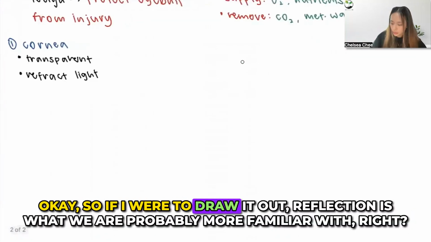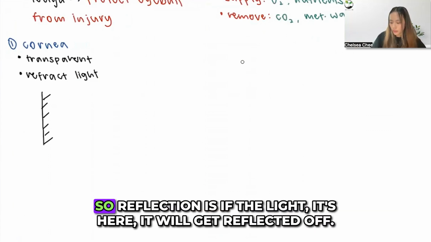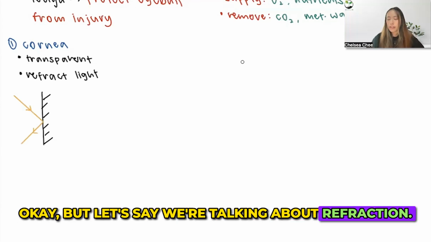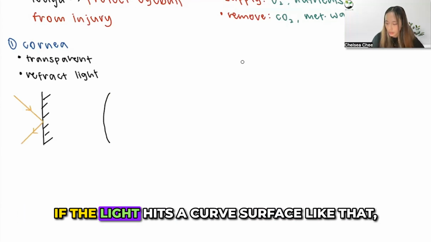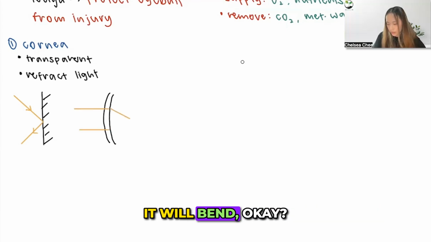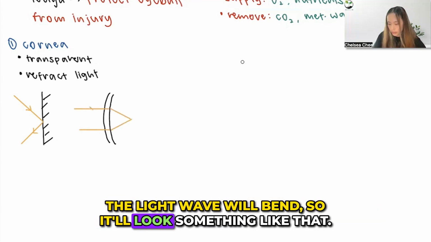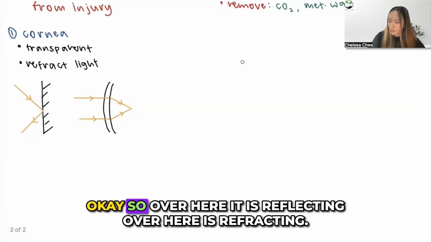That is what refraction is, the bending of light. If I were to draw it out, reflection is what we are probably more familiar with, right? Reflection is if the light is here, it will get reflected off. But let's say we're talking about refraction. If the light hits a curved surface like that, it will bend. The light ray will bend, so it will look something like that. Over here it is reflecting. Over here it is refracting.